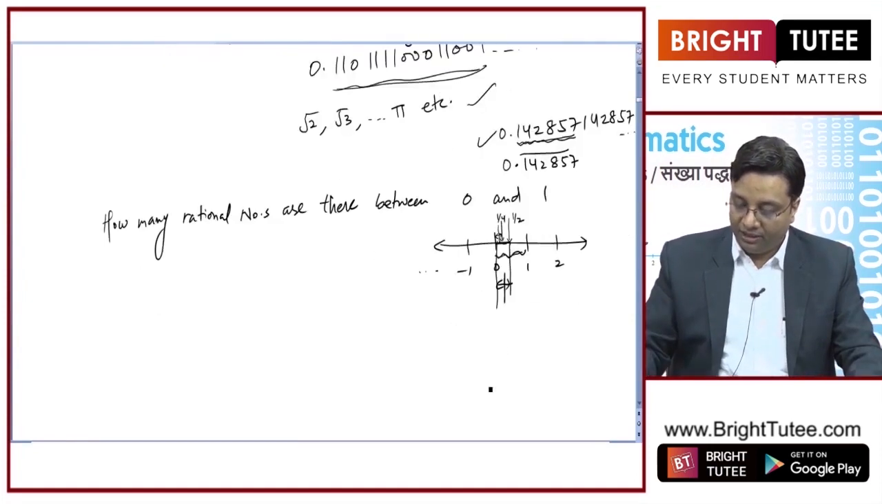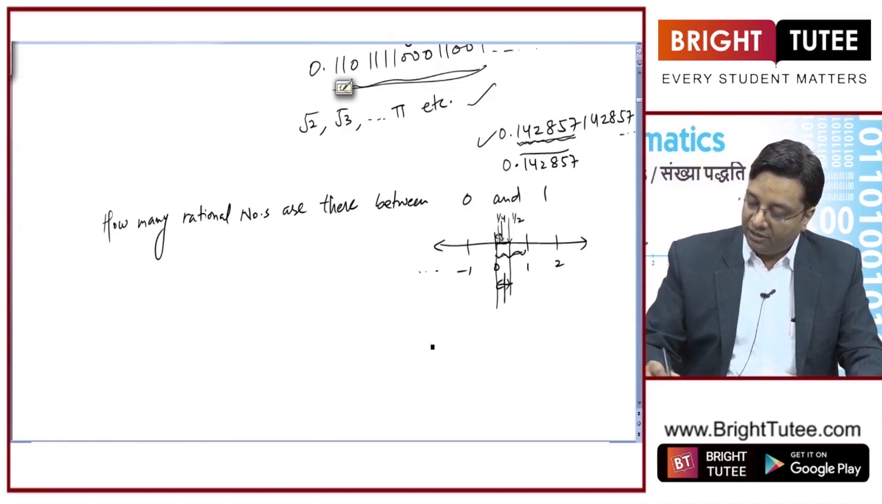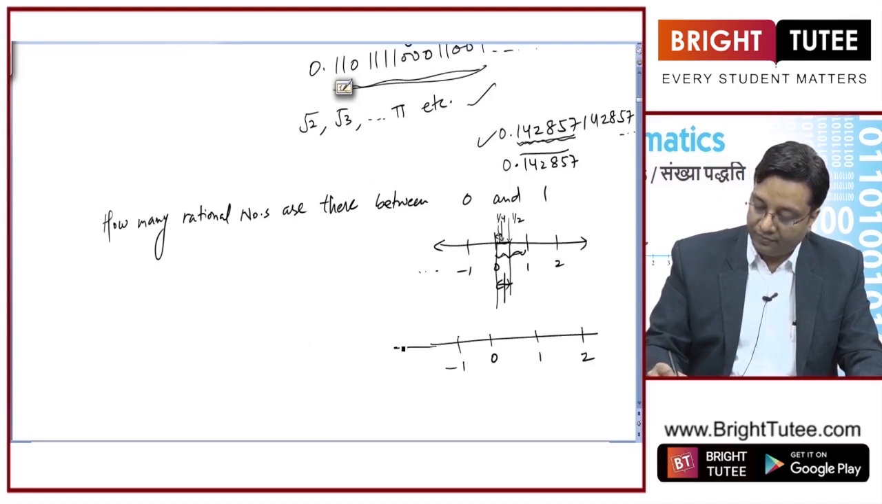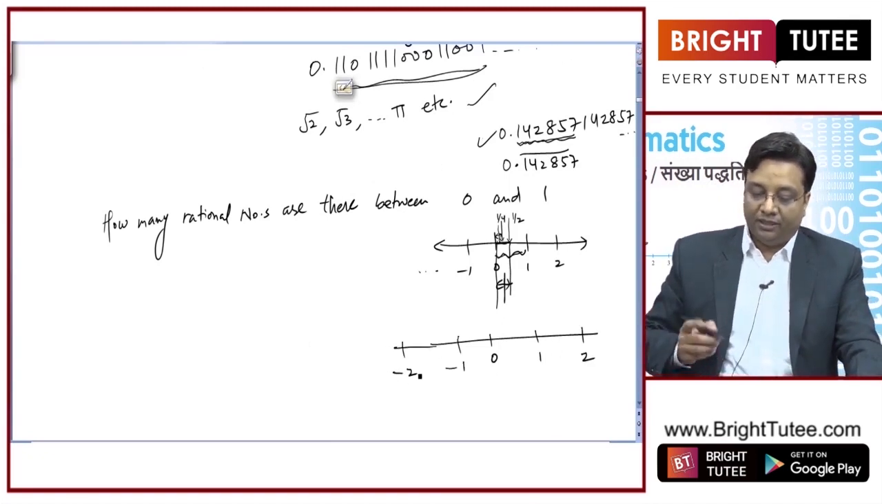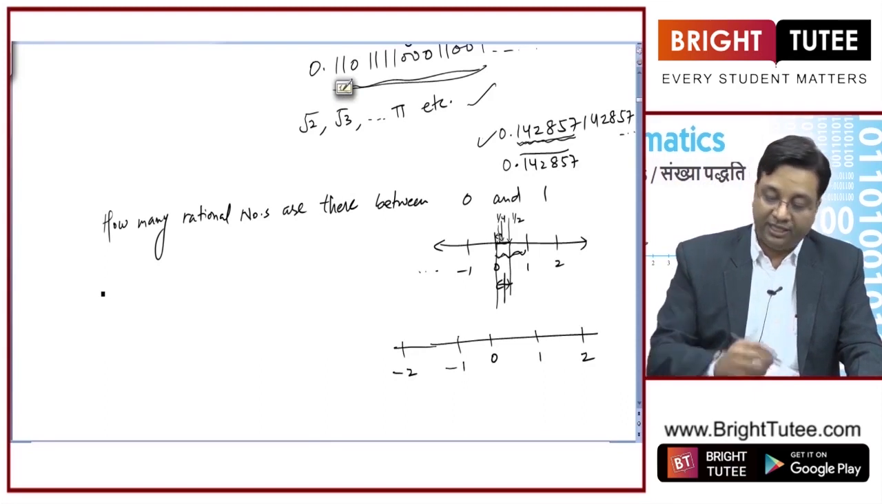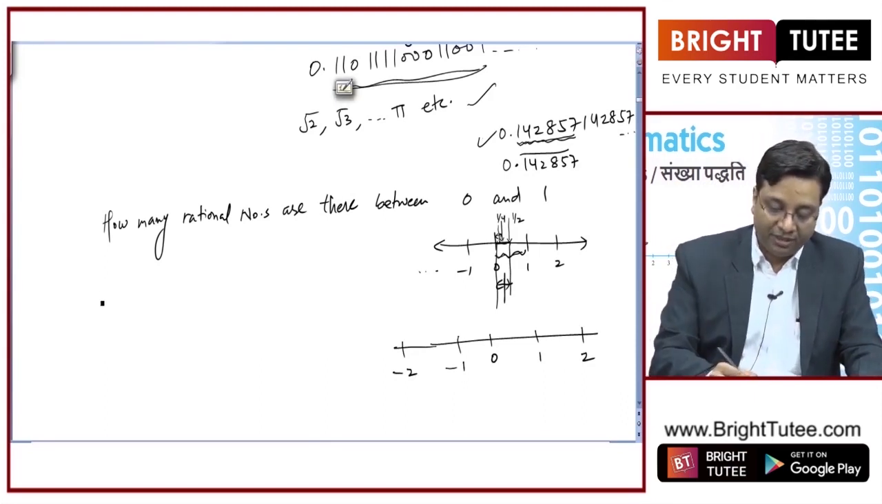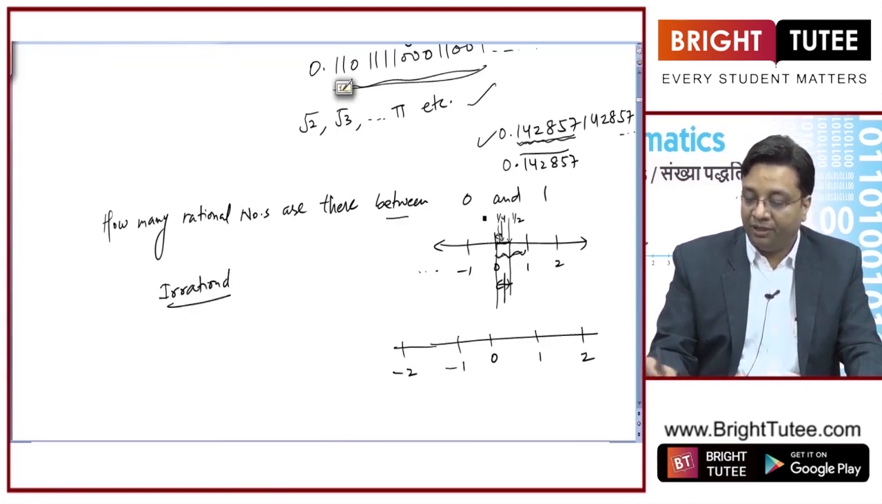Otherwise, how you can think about it is, now if I ask you, let us first of all think about irrational numbers, then I'll ask you that question which is in my mind right now. How many irrational numbers are there between 0 and 1?